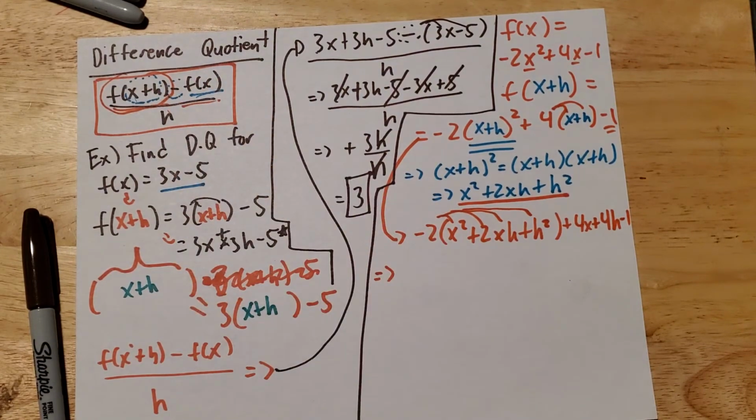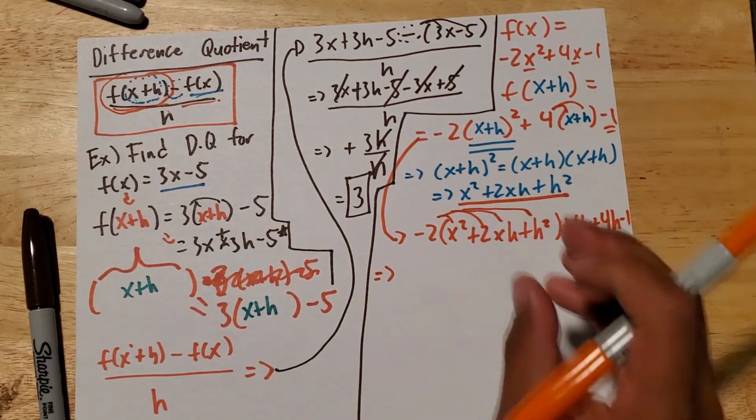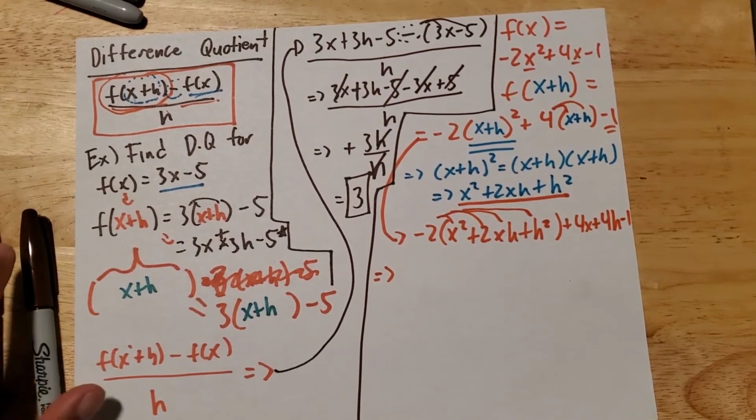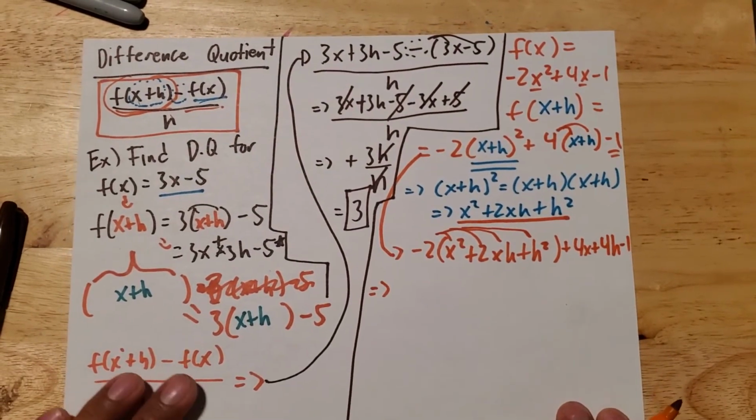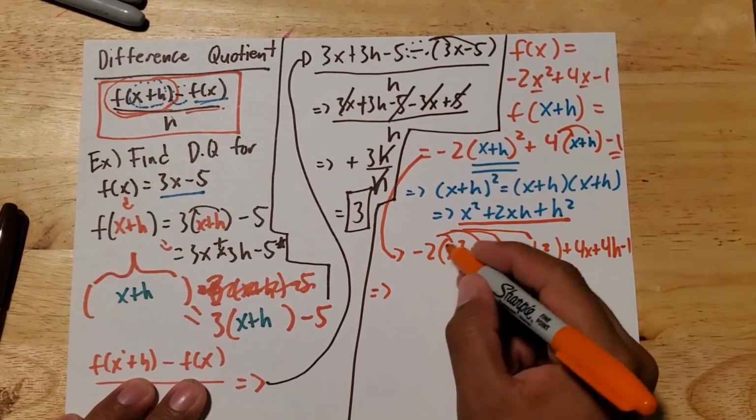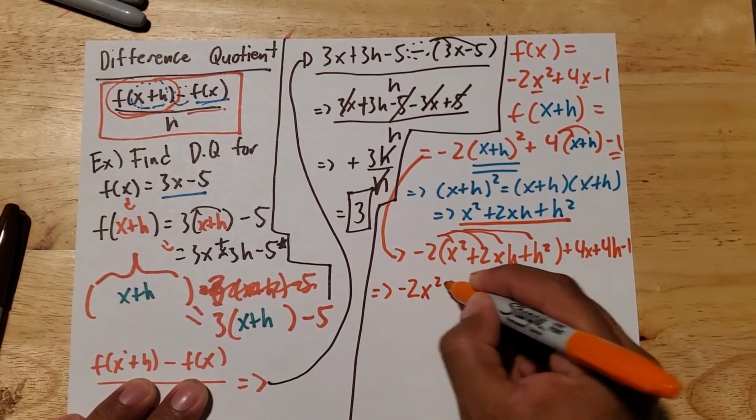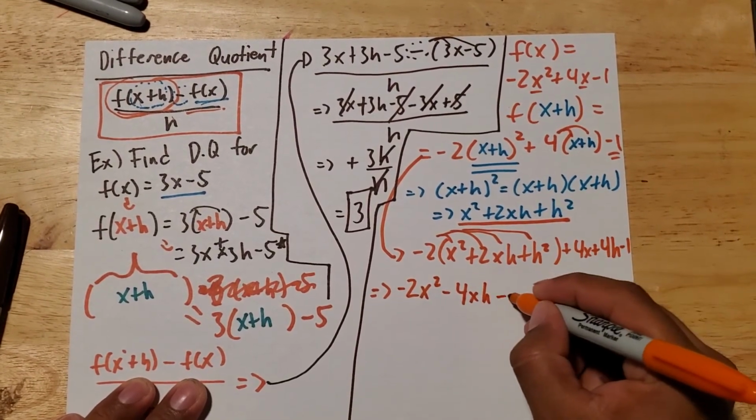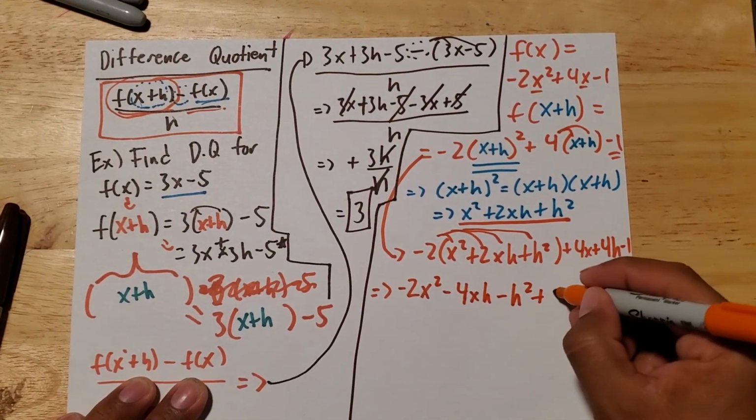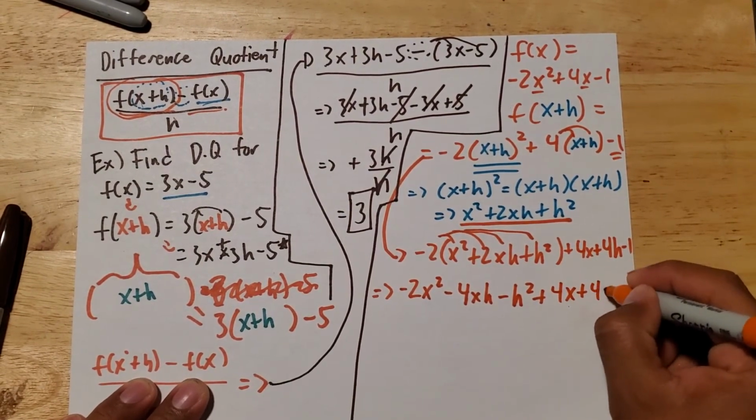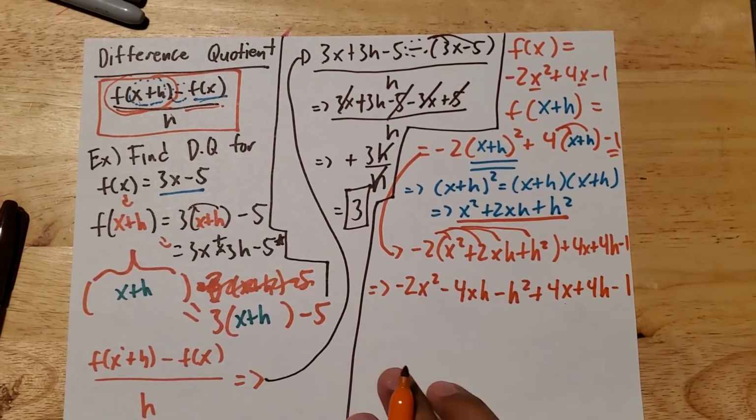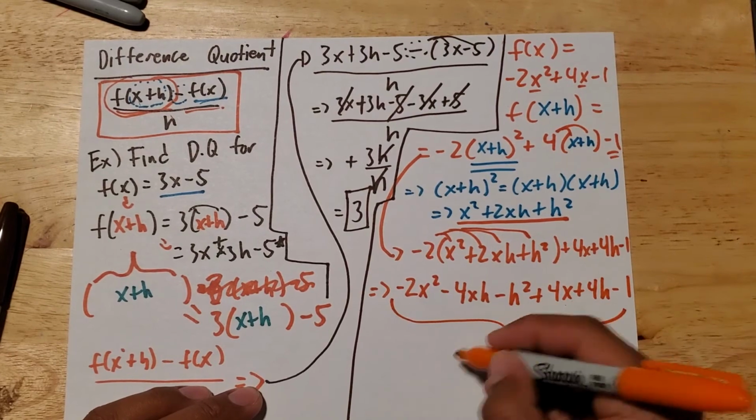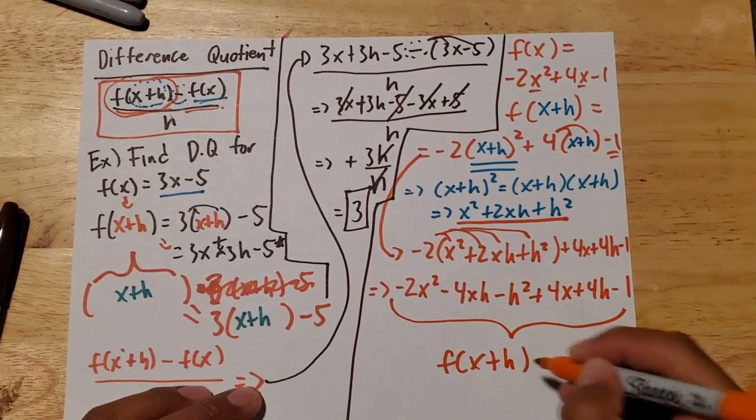I haven't actually done the whole entire difference quotient. That's why it's important to do this portion first, to not cause any confusion. So now, once I distribute, it'll be negative 2x squared minus 4xh, minus h squared plus 4x plus 4h minus 1. And this whole thing here is just the f of x plus h part.